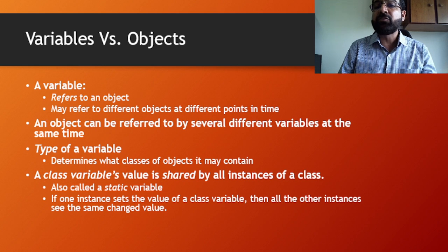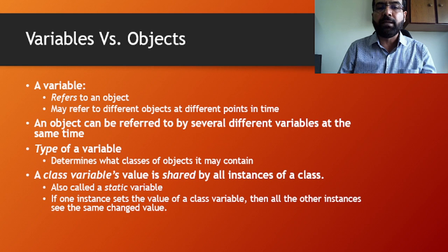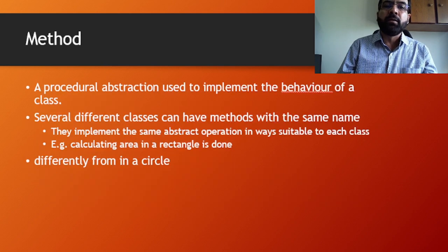A class variable value is shared by all instances of a class. Of course, that is the basic definition of a static variable. It means that if one instance sets the value of a class variable, all other instances should see the same changed value. For example, if we have a value related to the price of a certain item and that has to be changed, then once that value is changed, it is observable to all other instances as well, not to a single instance. So that is basically the concept of variables and objects. We can see more in the next lecture.